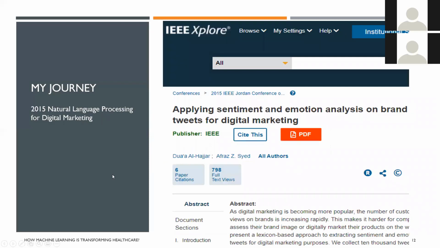This is another application of machine learning in the area of digital marketing. In this research, we applied sentiment and emotion analysis on brand tweets. We employed our data set of 10,000 tweets related to 10 technology brands like Apple, Google, IBM, and Facebook.